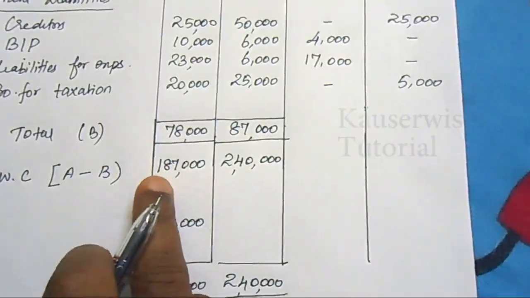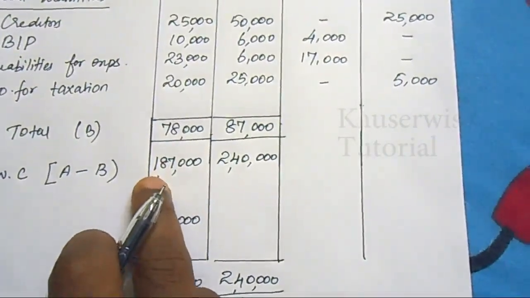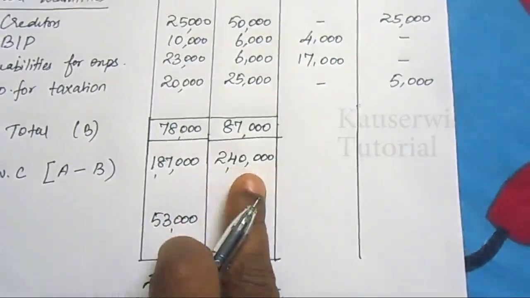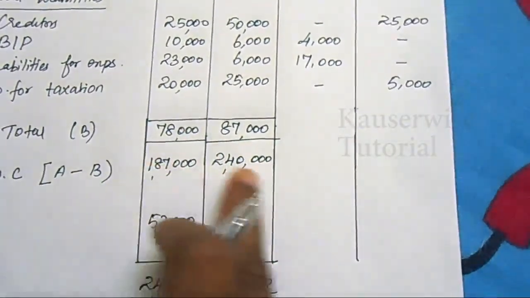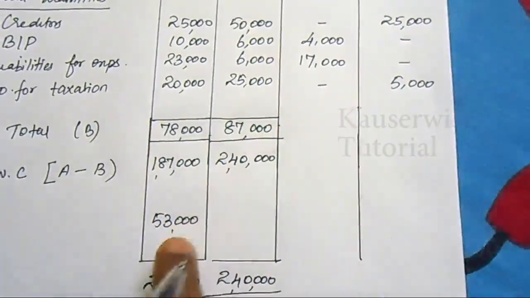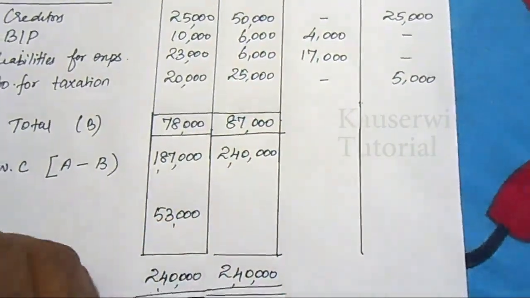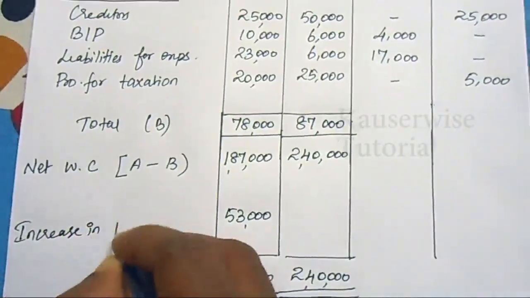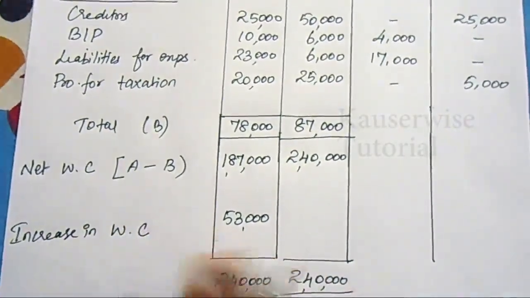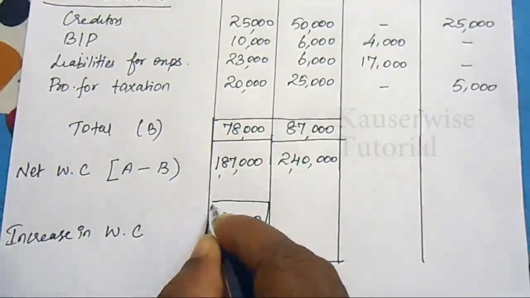So in the first year working capital amount is 1,87,000. But for the current year 2,40,000. It increased from 187 to 240. What is the difference? How much amount increased? 53,000. This is the increase in working capital. This is the final answer. You can find the same answer here also.